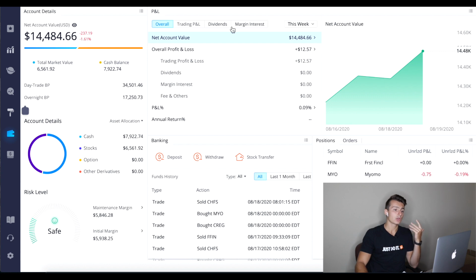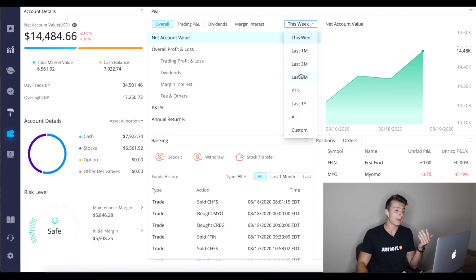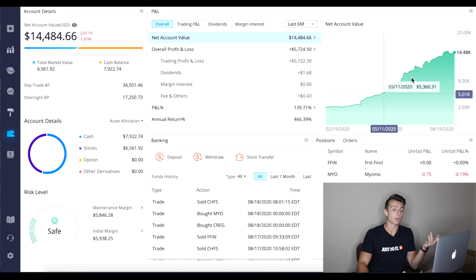What we can see here with my account, it's going to give you your overall. So right now I'm showing this past week. We're looking at my profit and loss. So it's okay, it's $12.57. As of right now, we can see my account value. Over the past week, we can really go back and look over the past 6 months, for example, and see the account growth right there.